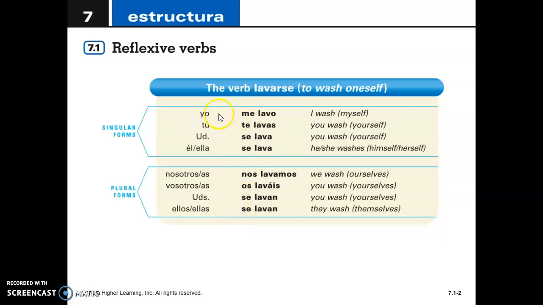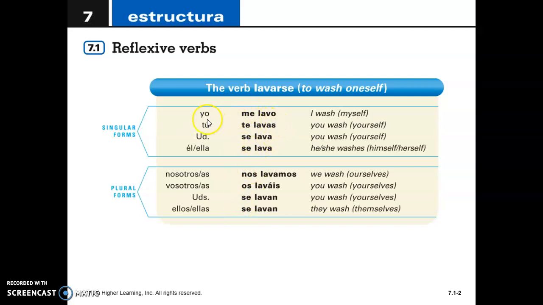So this will never change. Yo will always go with me, tú with te, usted with se, and so on. So it is very important that for any reflexive verb, you remember that we are going to need an extra word, if we can call this a word, over there to let me know that we are talking about reflexive verbs.